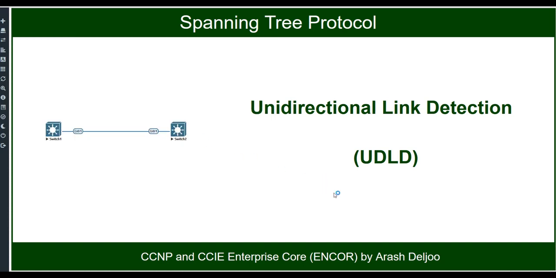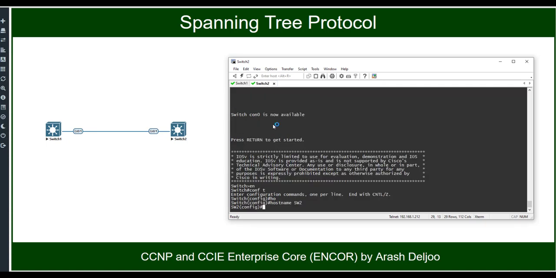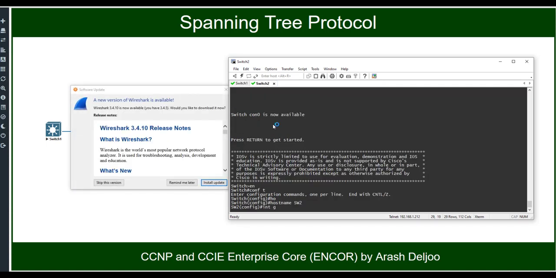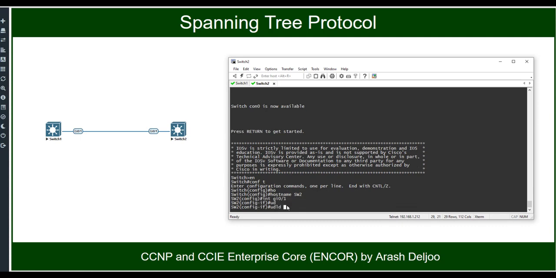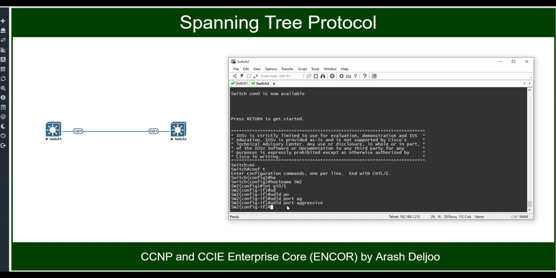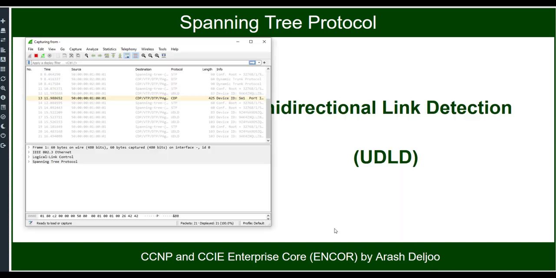After that, let me configure switch 2 also. In switch 2, I'm going to configure interface again, gigabit 0/1, okay, with the UDLD port aggressive. Now it is working. Let me show you the captures.